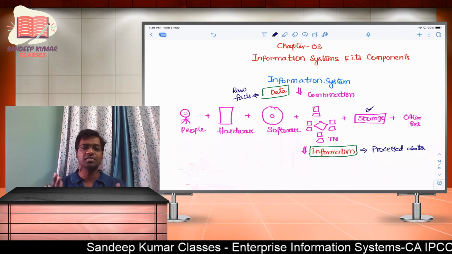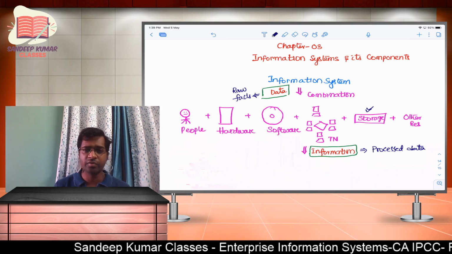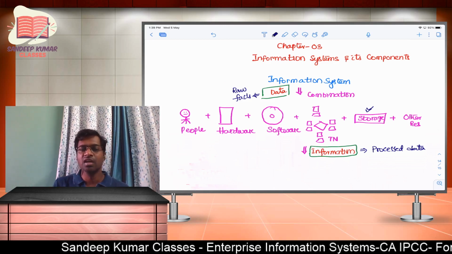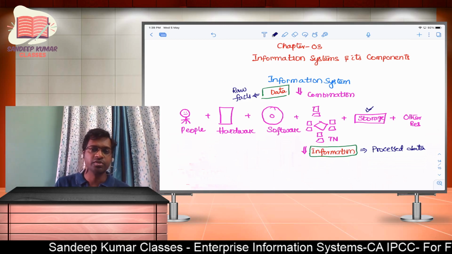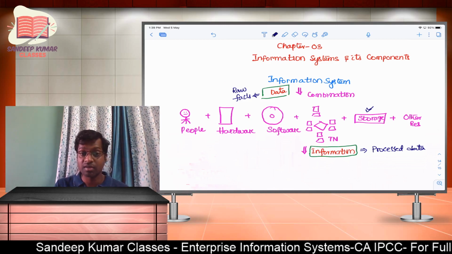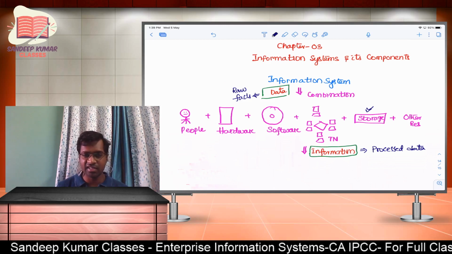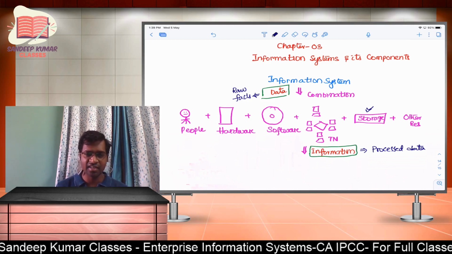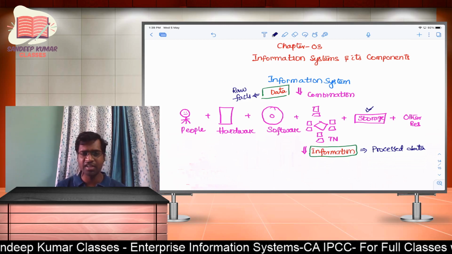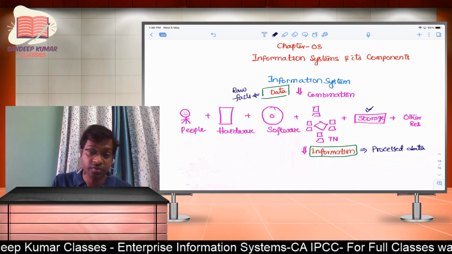Let us take a small example. Why do we require these information systems? Earlier, how did banks work, sir? Banks used to work manually, like in the 1990s, till 1992, 1995 also, banks used to work manually.